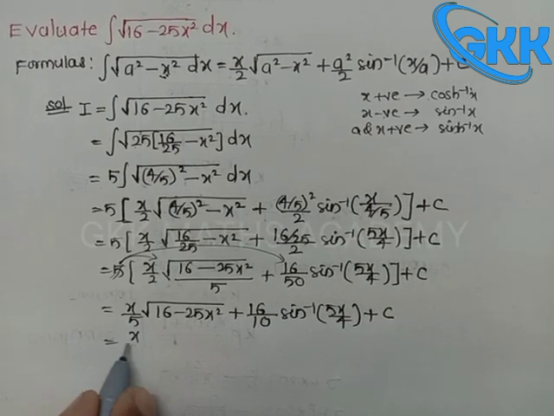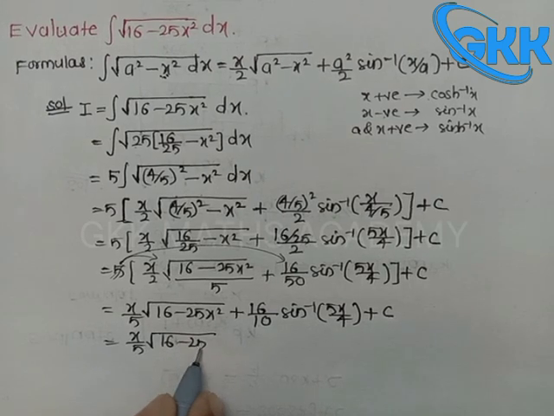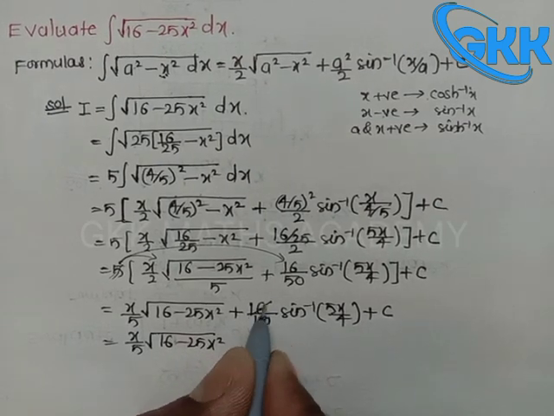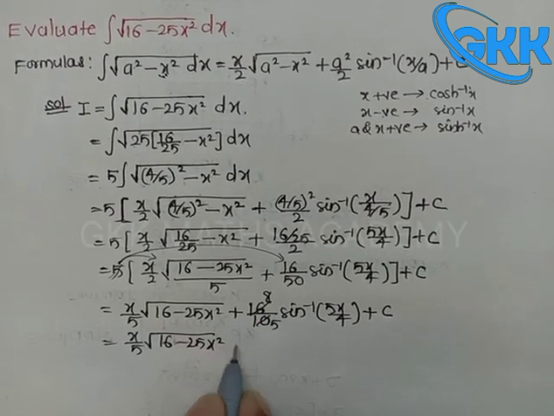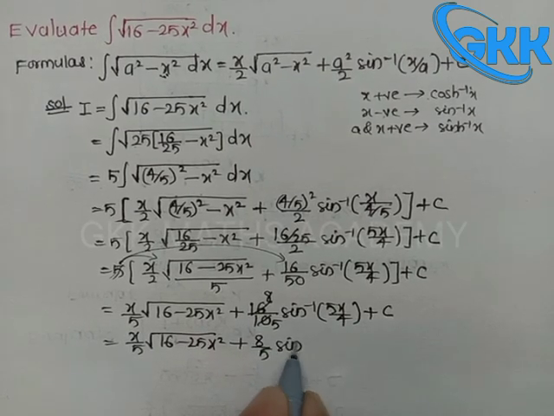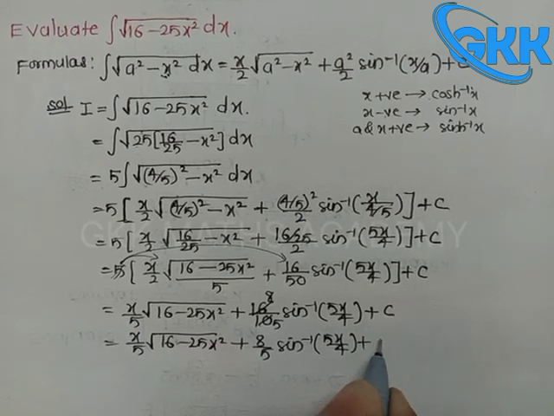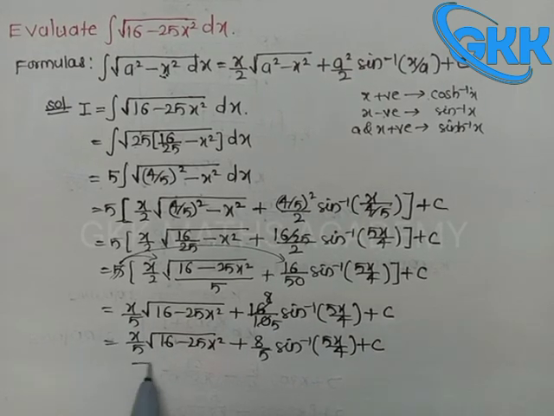Now we get x upon 5 times the square root of 16 minus 25x square, plus 8 upon 5 sine inverse 5x upon 4, plus c. This is our answer.